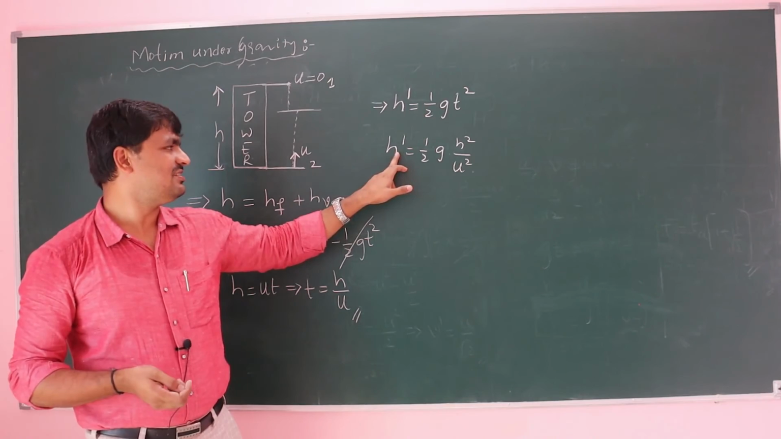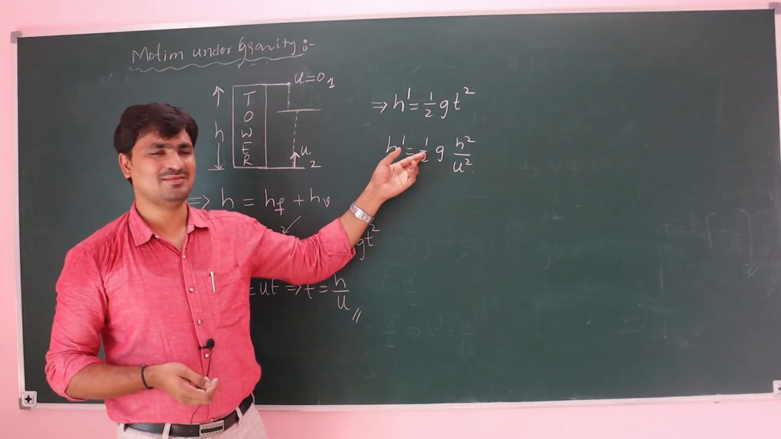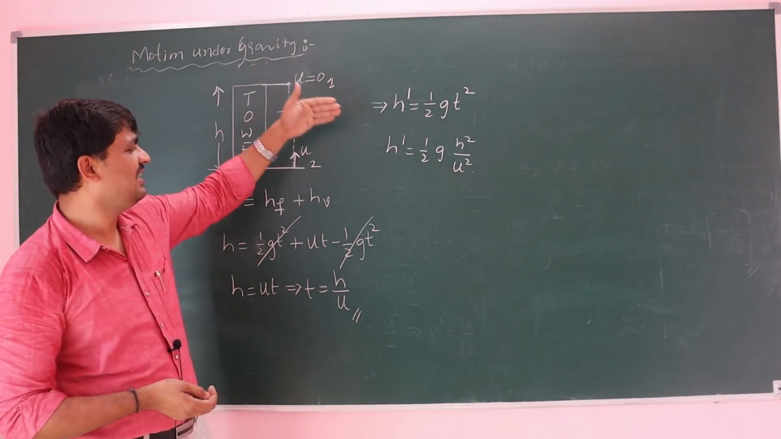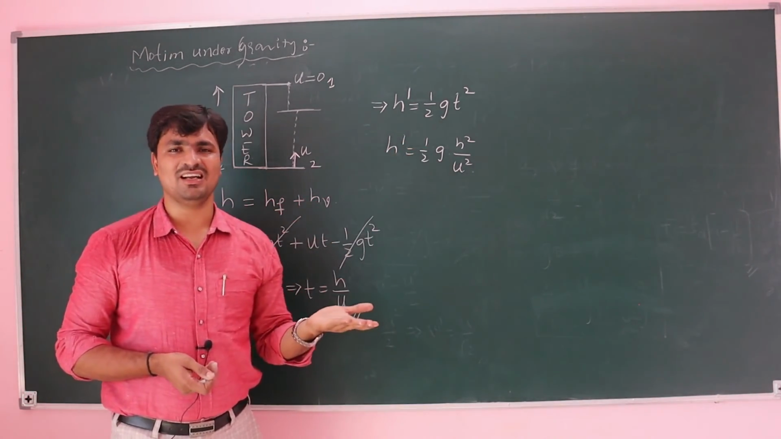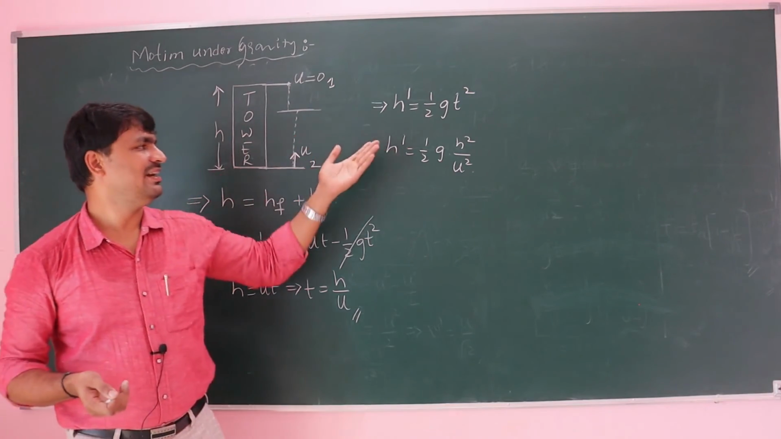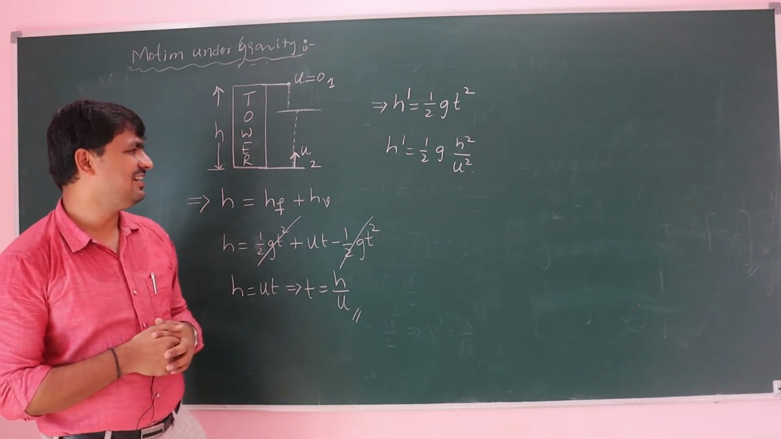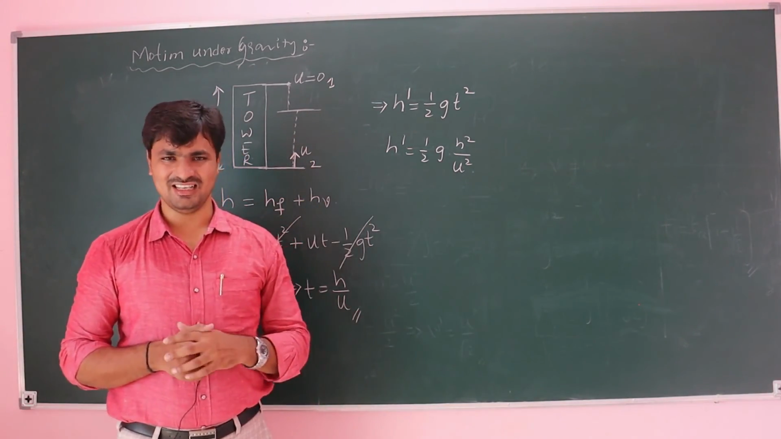So before meeting, the freely falling body covers this much displacement. What about the vertically projected body? H minus h dash. So then it covers that much displacement.